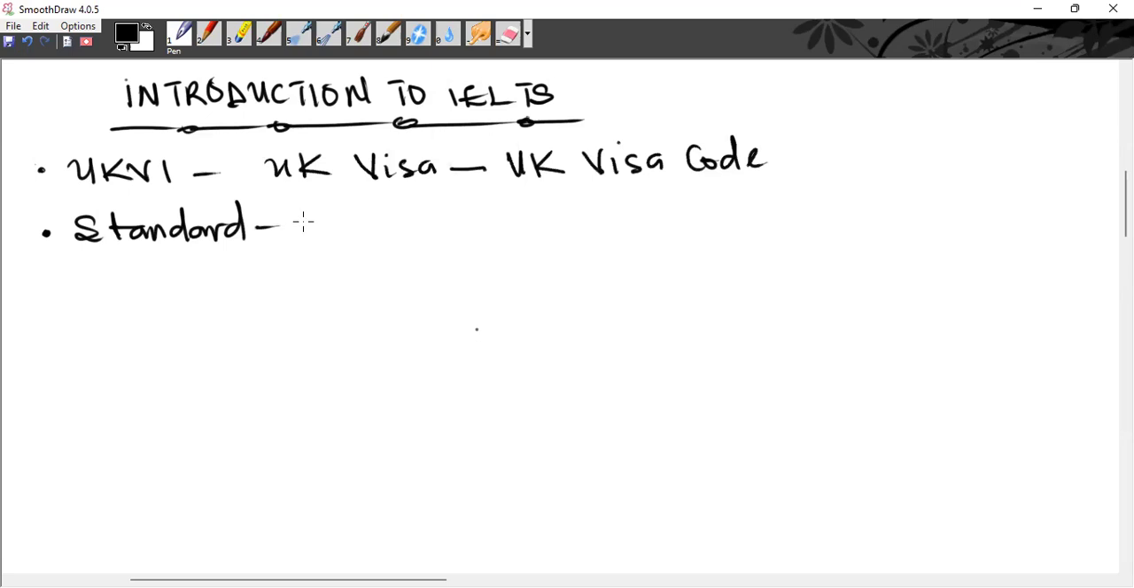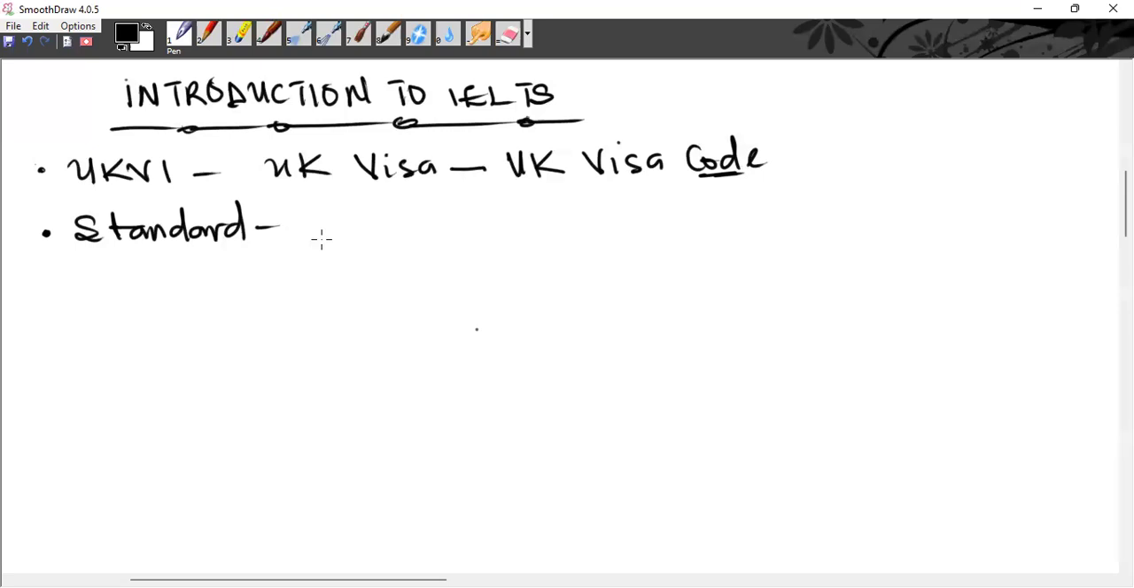The second one is the standard. The standard is taken in all parts of the globe, with the exception of the UK. For the UKVI, you have the UKVI code, but for the standard, when you are done, you are not given any code. So if you are applying for a UK visa and you did not sit for the UKVI, but rather registered for the standard, you will be refused the visa until you sit for the UKVI.